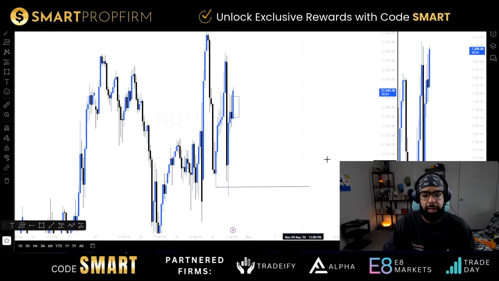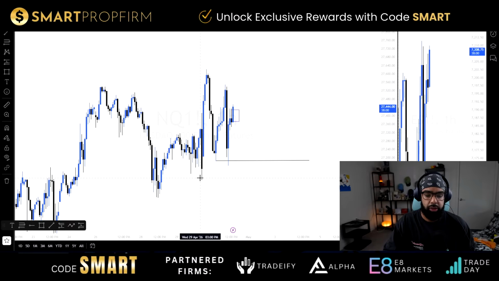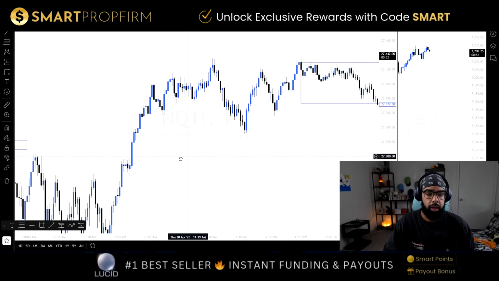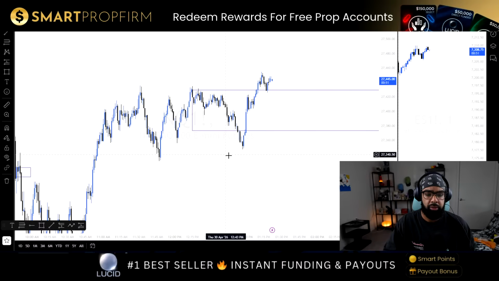It really does suck though that we didn't go a little bit lower down into these lows. That would have been pretty much ideal, but it is what it is. I didn't catch anything to the upside. It's been pretty clean though. The 15-minute gaps have been holding.